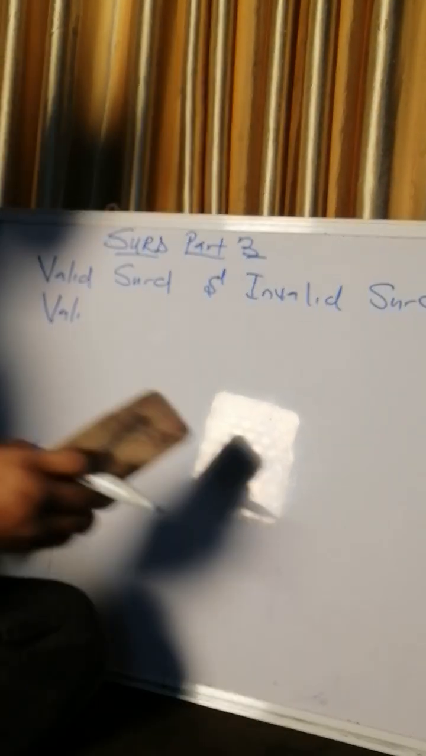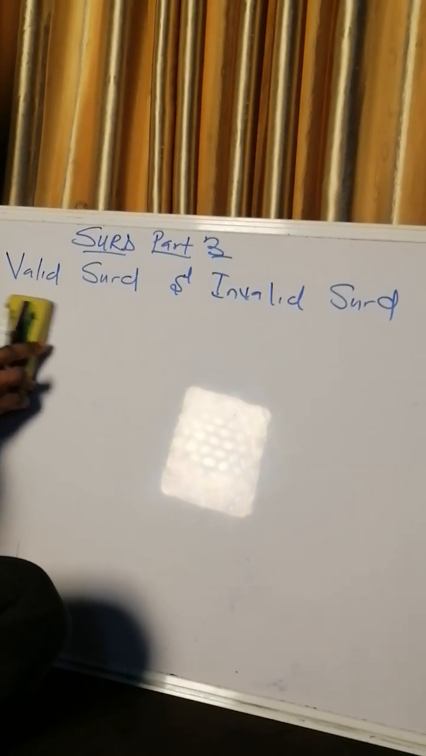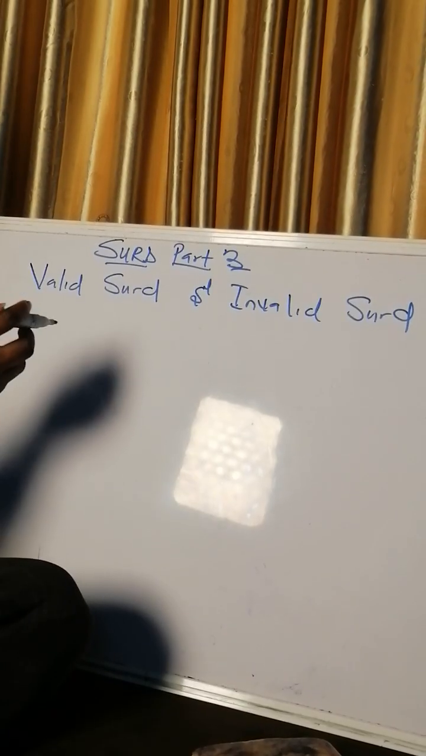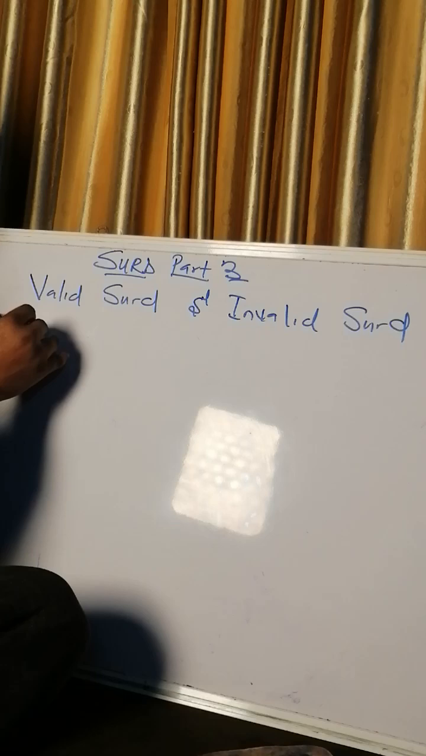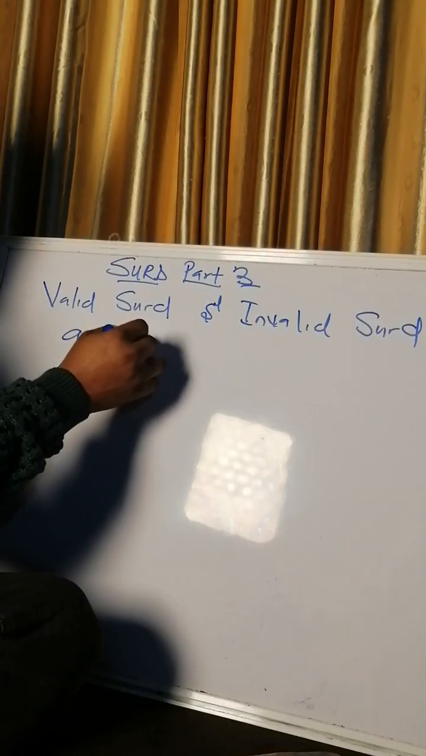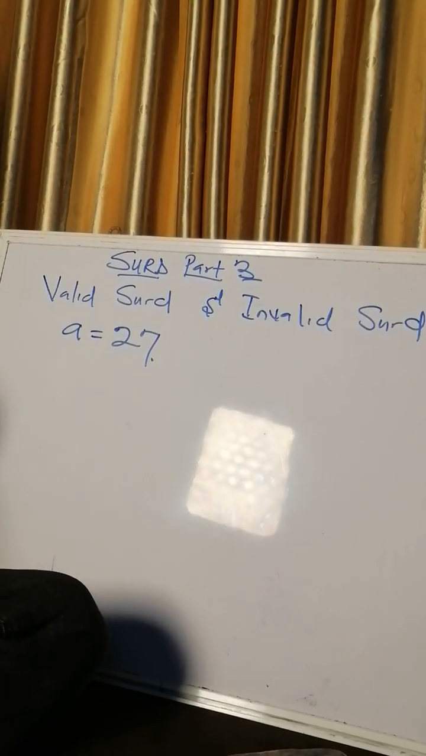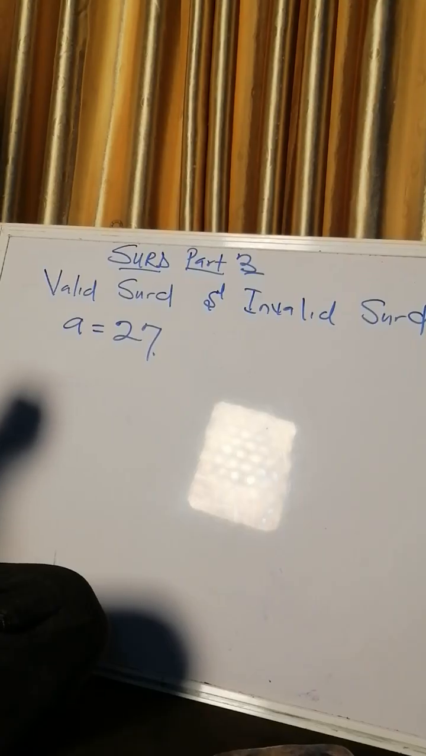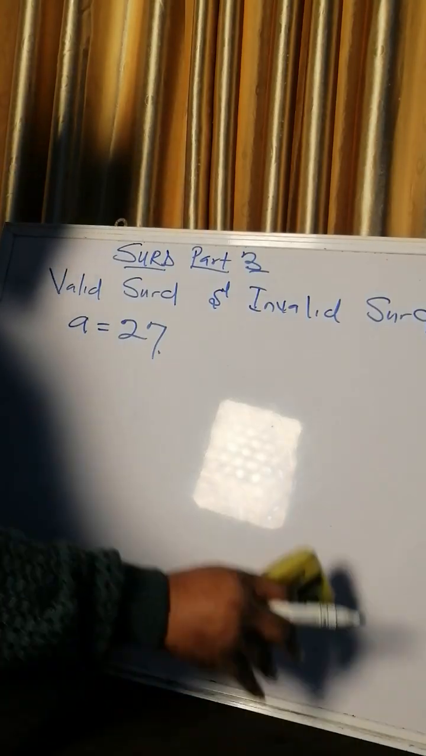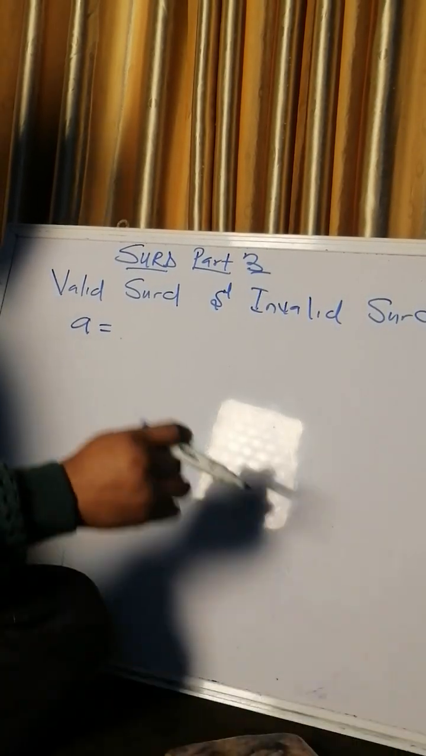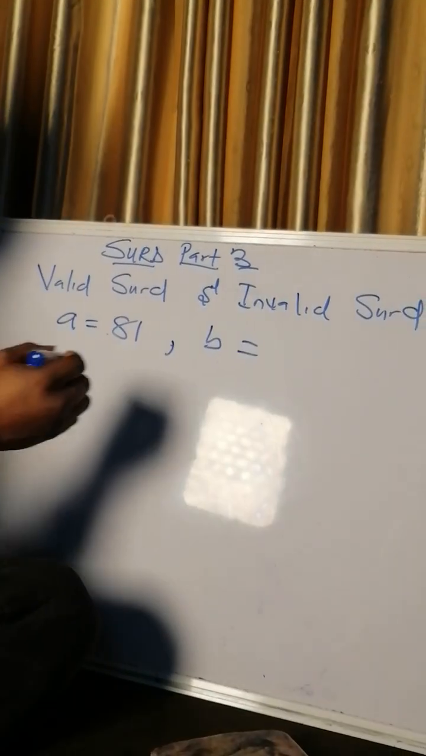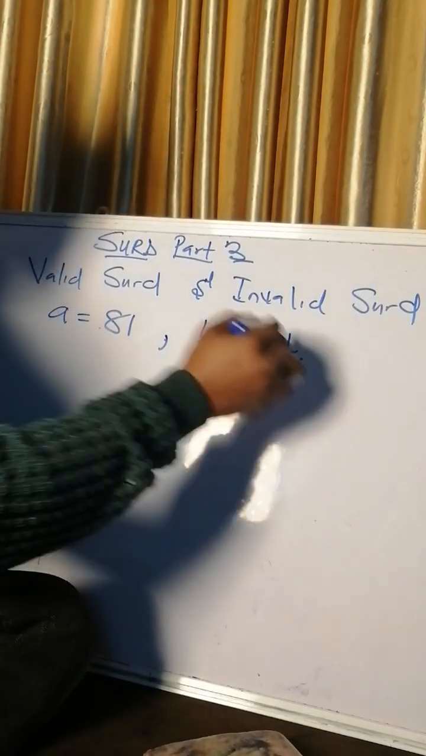Okay, so for valid SURD, don't let us go straight to valid; we can combine both of them together instead of doing valid alone. So in this case, let's say my A equals 27, or I can say my A equals 81. Let me just say 81, and I can say my B equals 4.